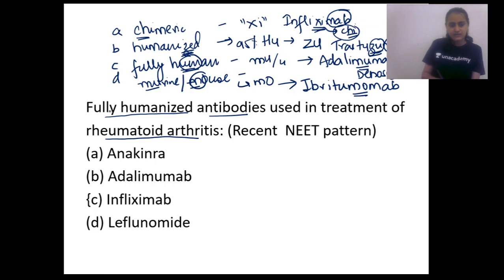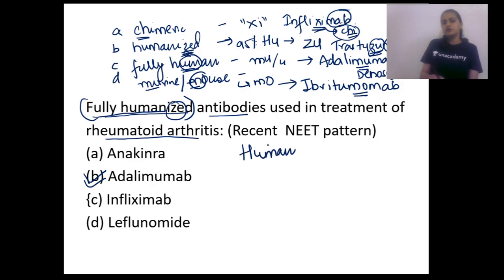So now I think you can answer this question: fully humanized antibody used in treatment of rheumatoid arthritis. The answer will be adalimumab. Don't get confused here that since it says fully humanized, ZU should come. Fully humanized means human, so it should have MU, and that is why the answer is adalimumab. Even if you have not read this, you should be able to answer this question. I hope this is clear.